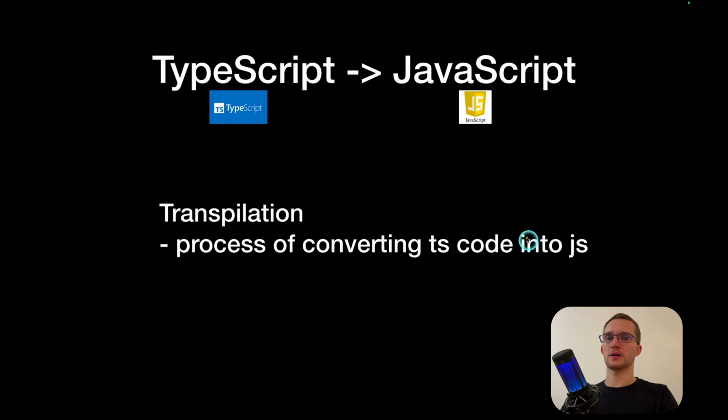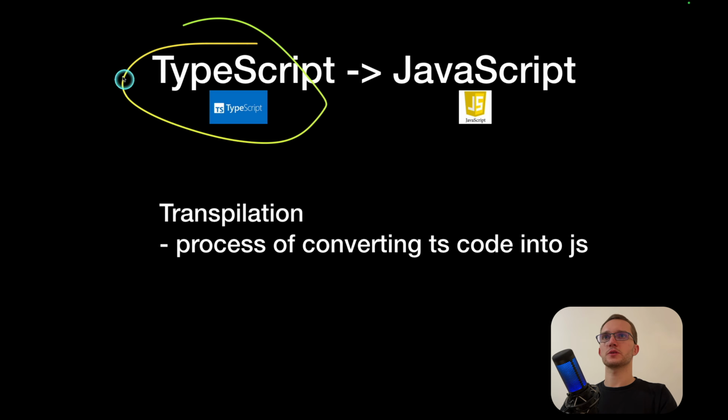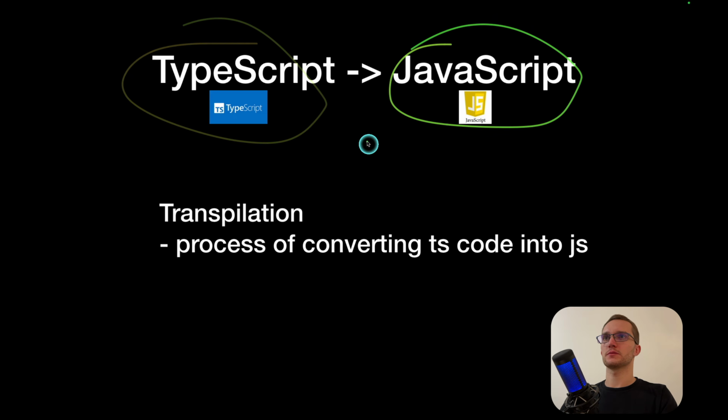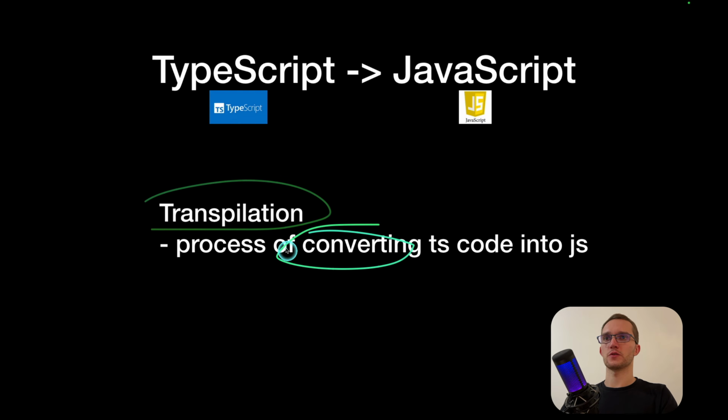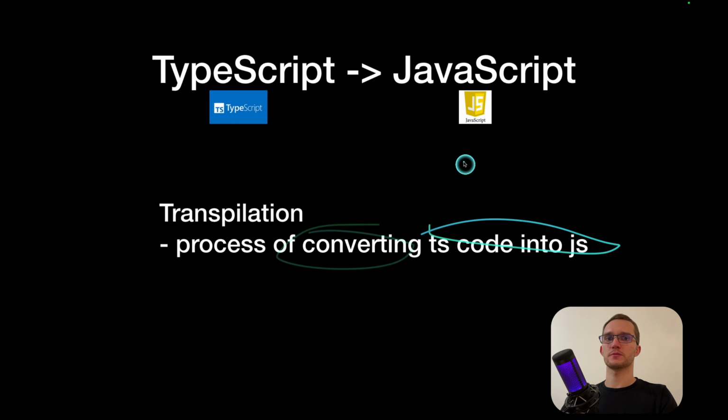And by the way, Playwright does this automatically. So you don't even have to care about this. So you can write either in TypeScript or in JavaScript, doesn't matter. TypeScript will handle this transpilation, this conversion of files into JavaScript.